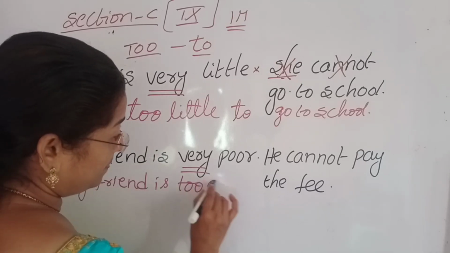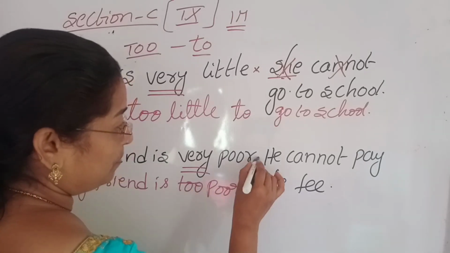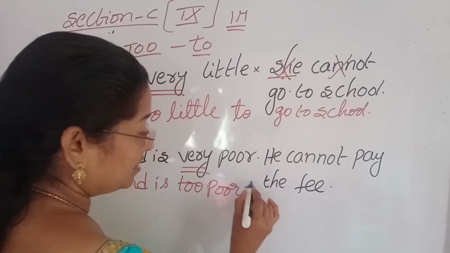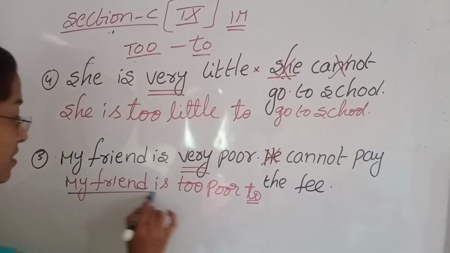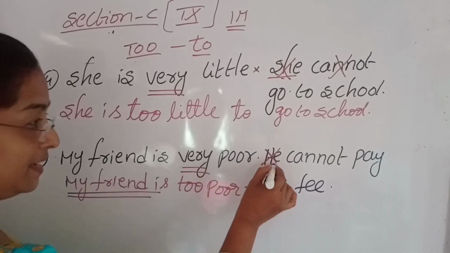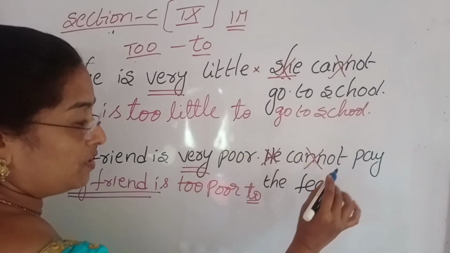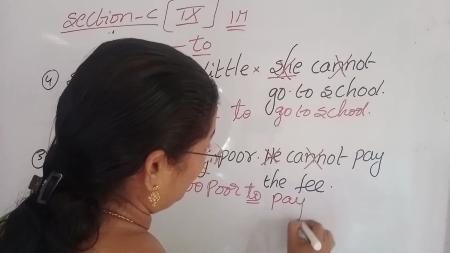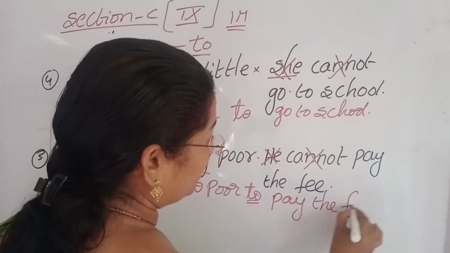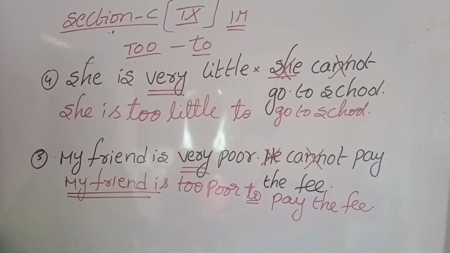My friend is too poor. In place of full stop write "to". "He" we need not repeat because the pronoun for my friend is "he". "Cannot", the negative form, we need not use again. To pay the fee. Pay the fee.